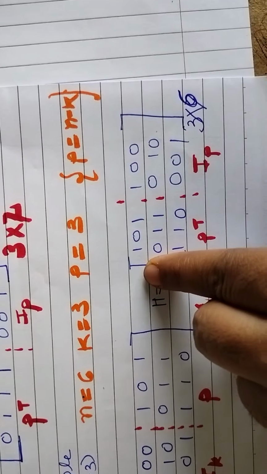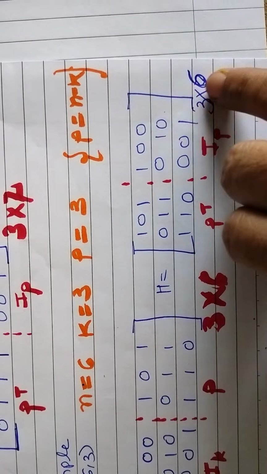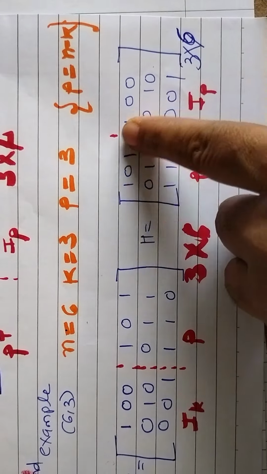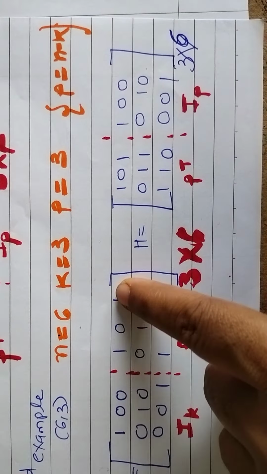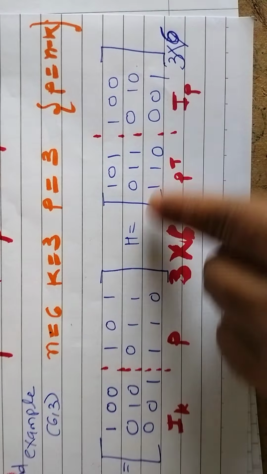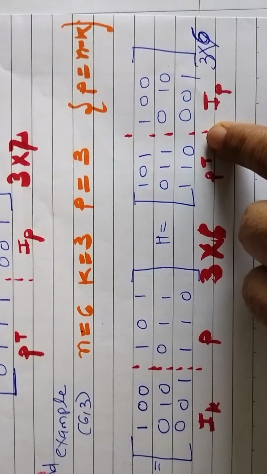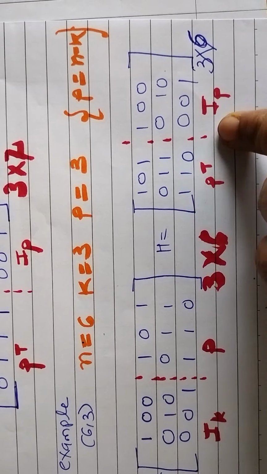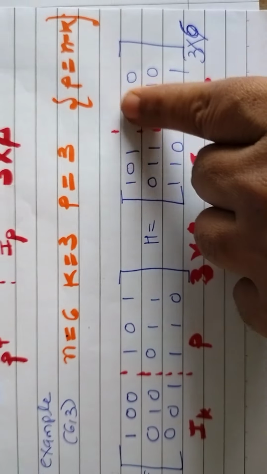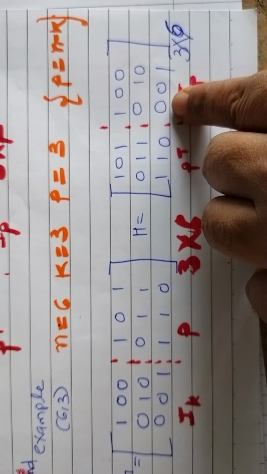In H the dimensions are P into N, so 3 into 6. So first is P transpose: you have to write 1 0 1 vertically, then 0 1 1 vertically, 1 1 0 vertically. After that there is an identity matrix of dimension P. P is 3. So an identity matrix of dimension P.